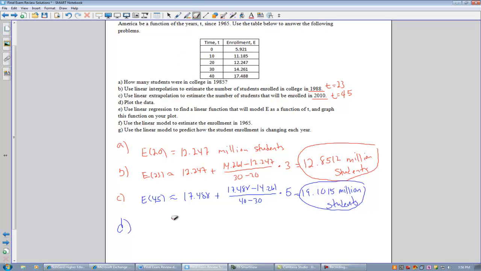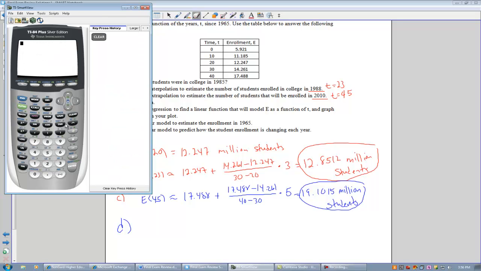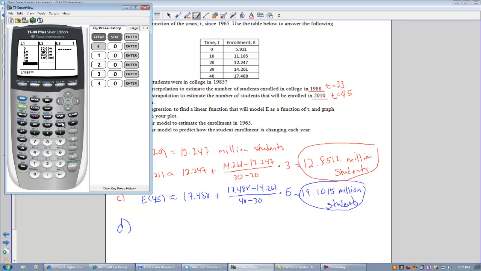All right, so now I want to plot the data. To plot the data, take out your calculator. Let's clear some of this stuff out. To plot the data, you have to put it in stat. So hit stat, hit enter, and then just hit over. I'm going to put 0 enter, 10 enter, 20 enter, 30 enter, and 40 enter. And then hit over, and I'm going to go all the way up to the top. And then I'm going to hit 5.921, enter.